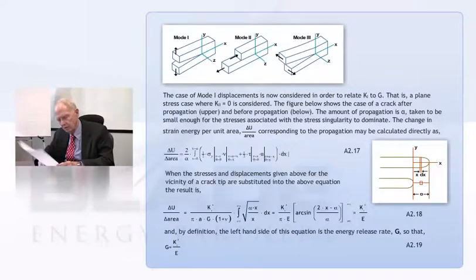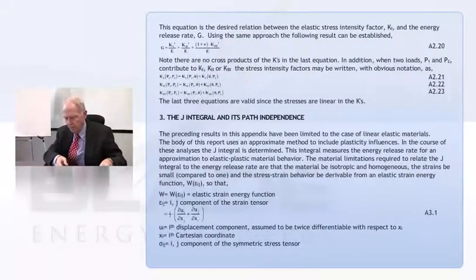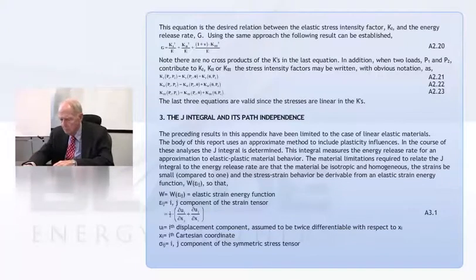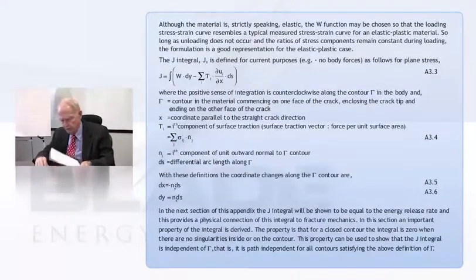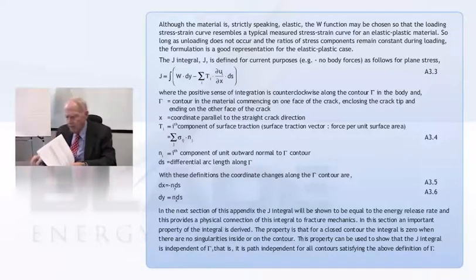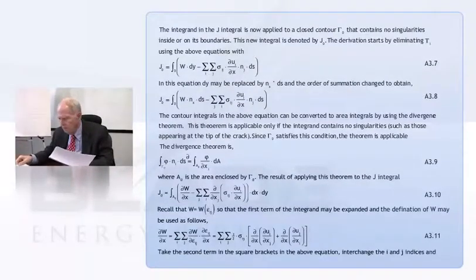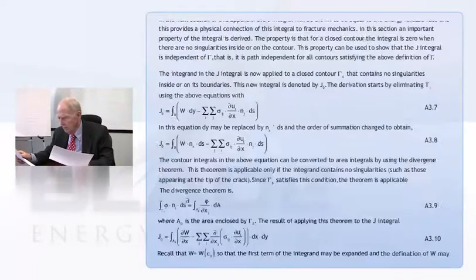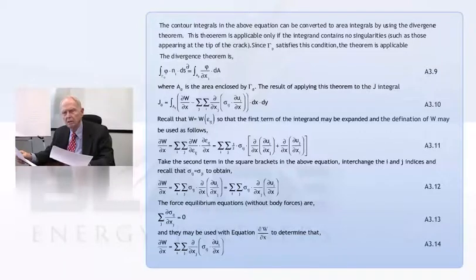If we continue, there's a section called the J integral and its path independence. I said it was path independent. If you don't choose to believe that, you can go through this derivation, and it's actually not bad. I looked at several derivations. This is the one I like the best. It seemed the least painful. And as I recall, this is the one in the paper published by Rice and Drucker. So it's a very nice proof.